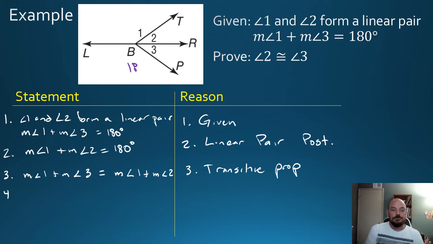Okay, step 4. When I look at step 4, what I see is an equation, and I see the same thing on either side of the equation. I have measure of angle 1 plus measure of angle 3 equals measure of angle 1 plus measure of angle 2. I could subtract measure of angle 1 from both sides of the equation and basically cancel them out. If I do that, what I get is measure of angle 3 equals measure of angle 2. Now, what I did, I subtracted from both sides of an equation. That's the subtraction property. That's like I'm going back to our algebraic proofs.